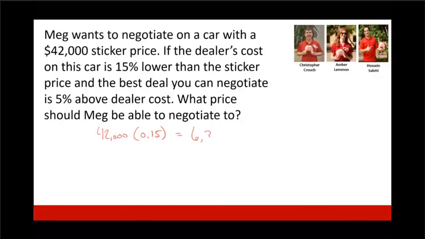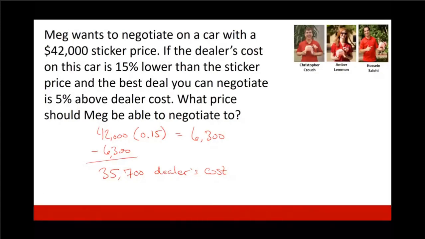So that gets you to 6,300. And what is the 6,300? The dealer's cost? Which you would subtract to get to the dealer's cost. Right. So you would subtract that, so minus 6,300, and you get 35,700, and that's the dealer's cost. Okay. So can you negotiate down to 35,700? No, because they need to make a profit, right?